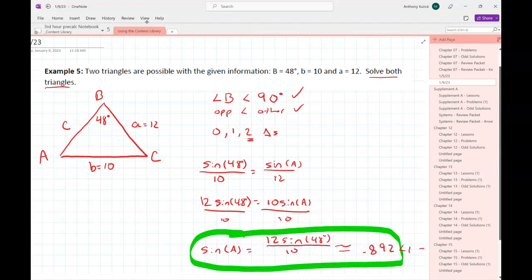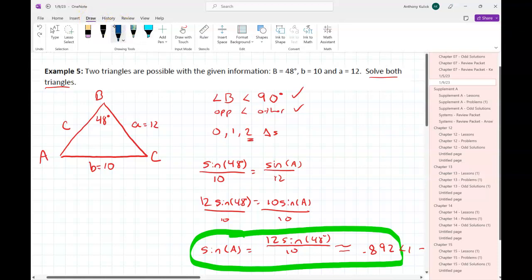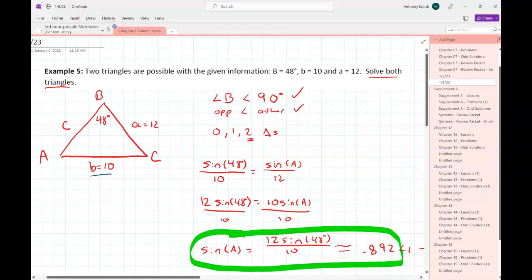Okay. So I drew my picture. I'm observing that I have two sides, but the given angle is not in between the two sides. So this is an SSA situation. The angle that's given, angle B, is acute. The side opposite the given angle is 10. The other side is 12. So the opposite side is shorter than the other side. So this is what we call the ambiguous case, where we can have 0, 1, or 2 triangles possible.